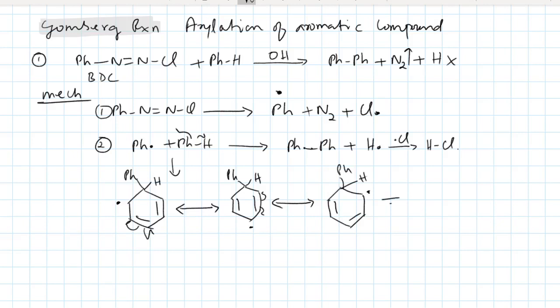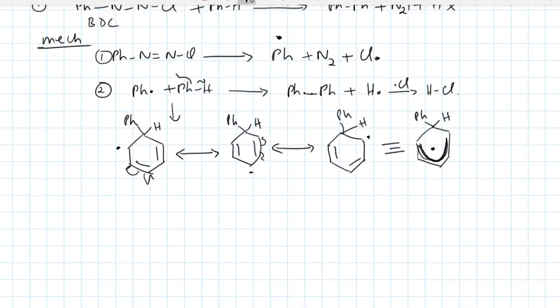So if you draw the resonance hybrid of this free radical, you have this ring, and you have the Ph, and that is a phenyl group here, and this free radical is delocalized in this region. Within these three positions, this is delocalized.